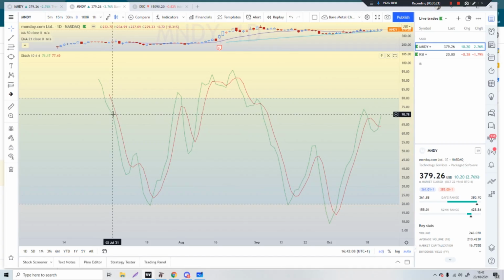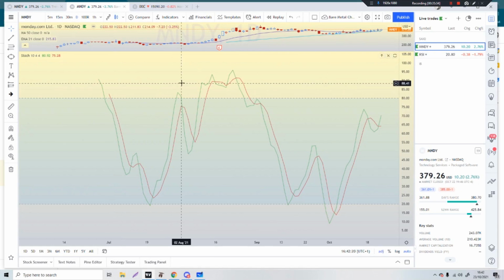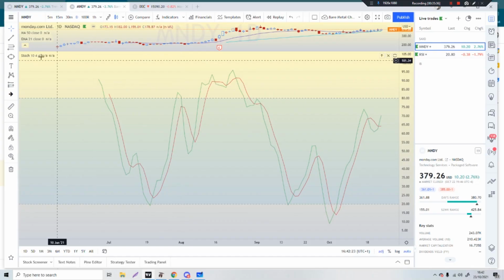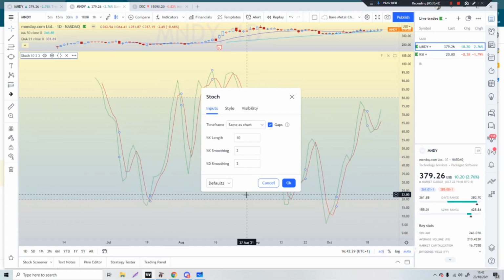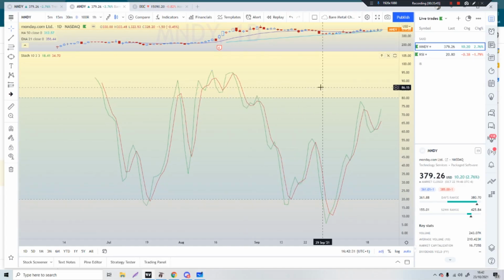Okay, so I understand why you selected 10, because that's the moving average that you use. So why 4? So why 4 and 4? Because I think it draws a cleaner, more reliable line. It's just a personal thing. If I change this to how it normally comes, 3-3, the line gets a bit more jaggy.